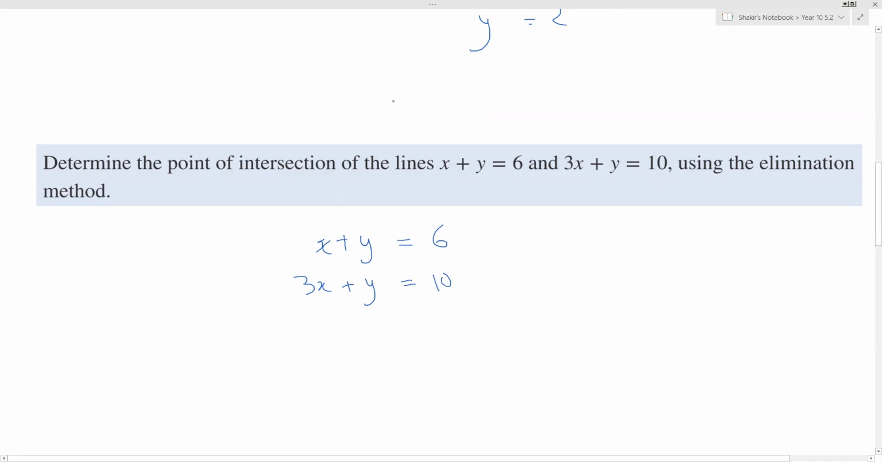So you do want to write the x's on top of one another, in a line, and you want to write the y's in a line, and any common constants, any numbers, you want to write in a line as well.